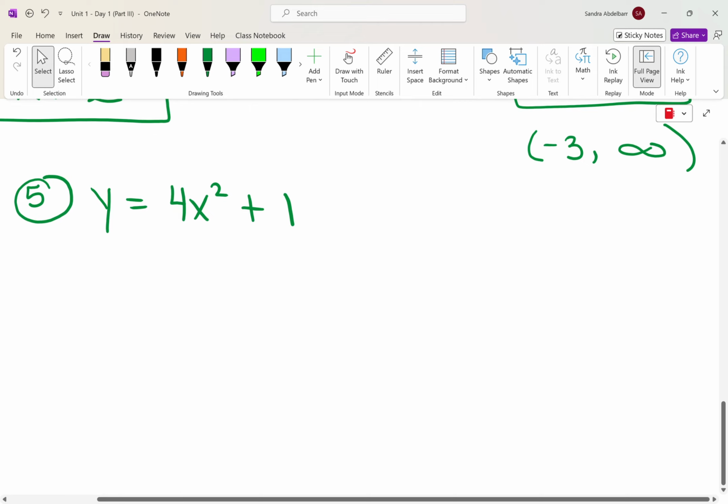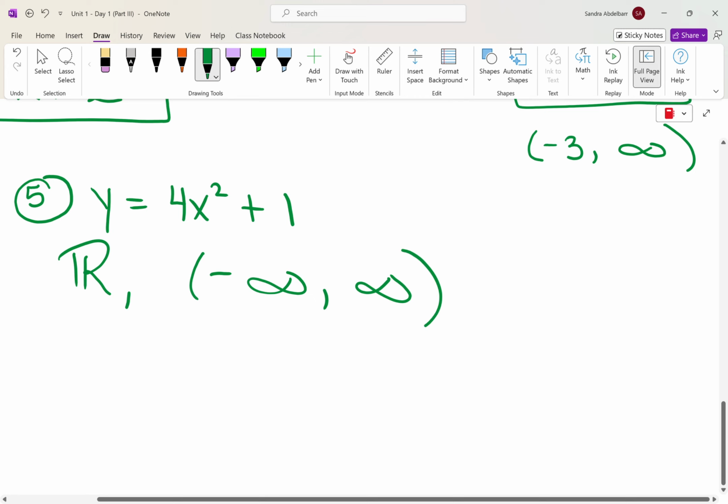All right, you all tell me what's number 5. All real numbers. There's no restriction at all here. So this is an R. If we're doing interval notation, it's negative infinity to positive infinity. All right, now we're going to step it up.